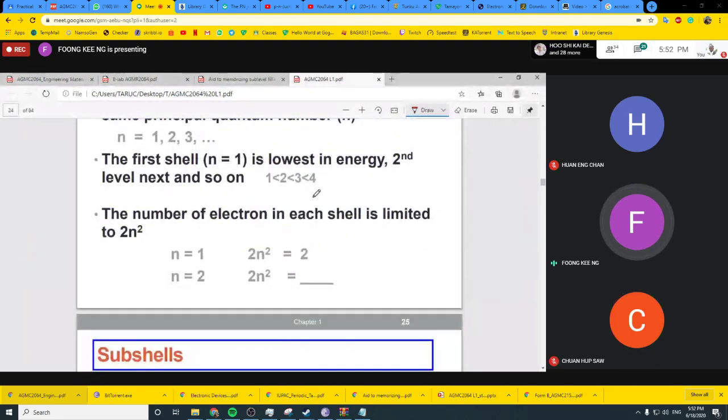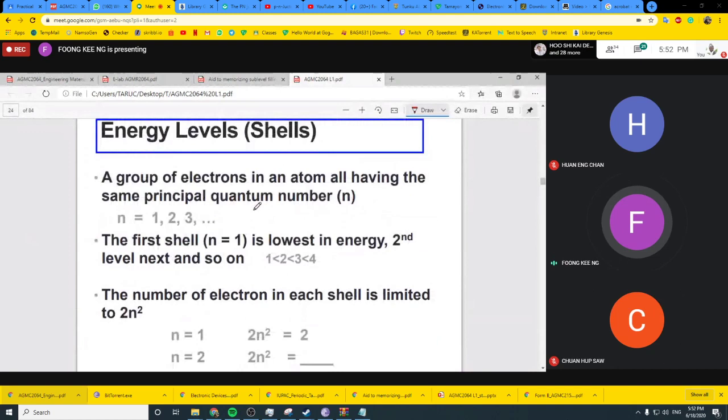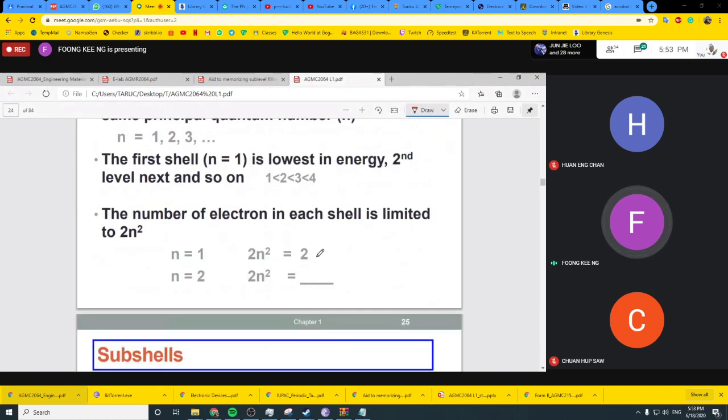By now, this is the electronic configuration. We know that we start from a principal quantum number n of 1, 2, 3. The lowest always starts from 1 and has the lowest energy. The highest will go to infinity. Each shell, based on the quantum number, can fill up a certain number of electrons. It cannot go beyond that. There's a rule to that here.